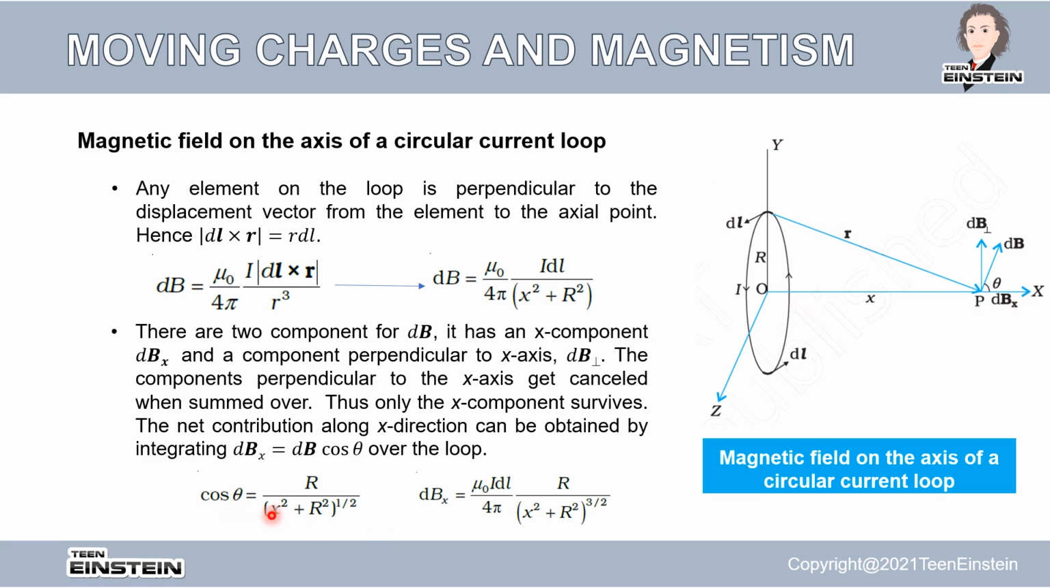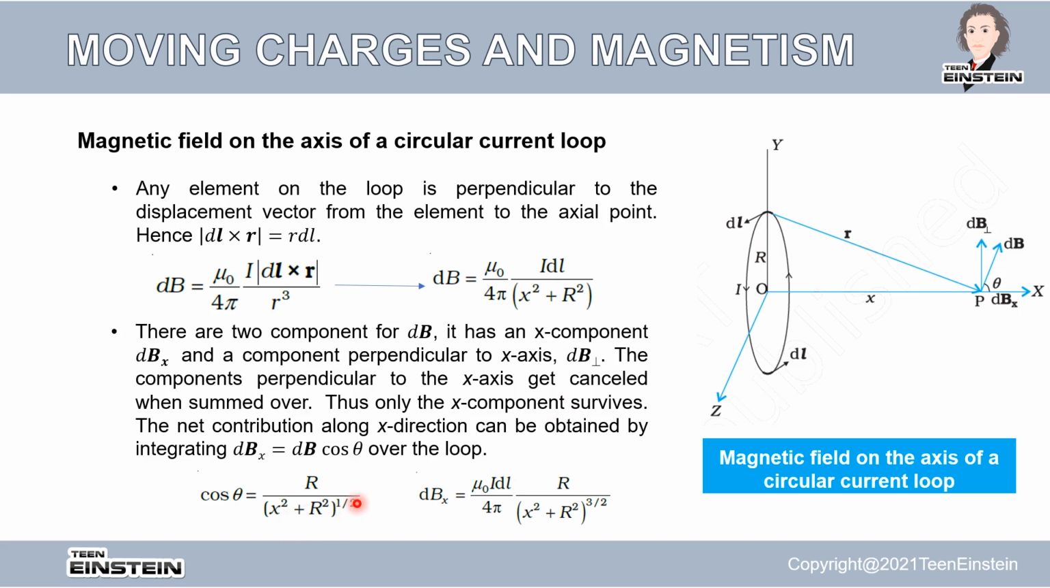So we have cos theta. Cos theta can be calculated from this right angle triangle. Again, if you look at this particular line, you can see that this angle is 90 minus theta. So sine of 90 minus theta equals R divided by small r, which is nothing but cos theta. So cos theta can be written as R divided by x squared plus R squared, the whole power 1 by 2.